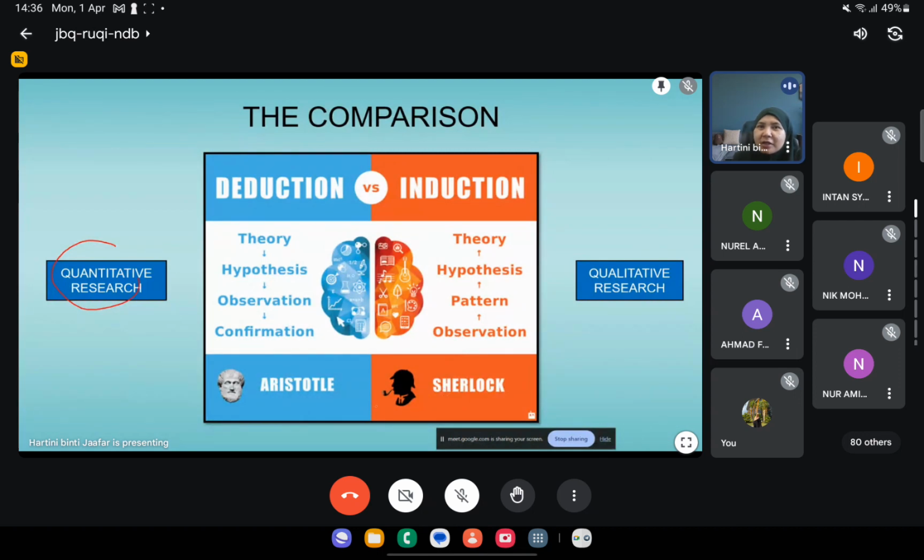Contoh dia bagi Sherlock. Plato pun sama. So it is based on certain principle, certain philosophy or whatever. They do some observation and then they recognize the pattern, and based on that they develop a theory. So it's more on the qualitative research.